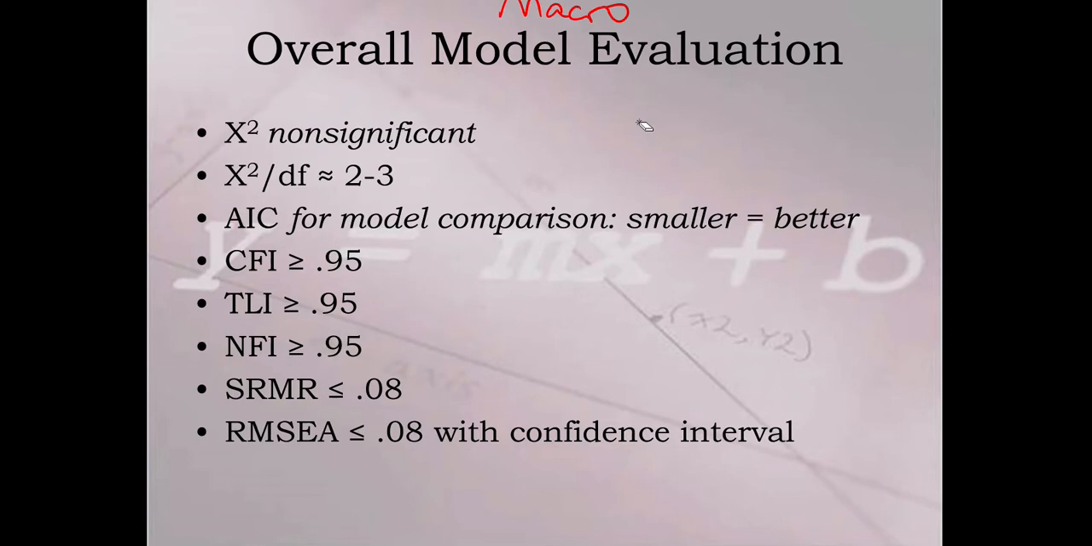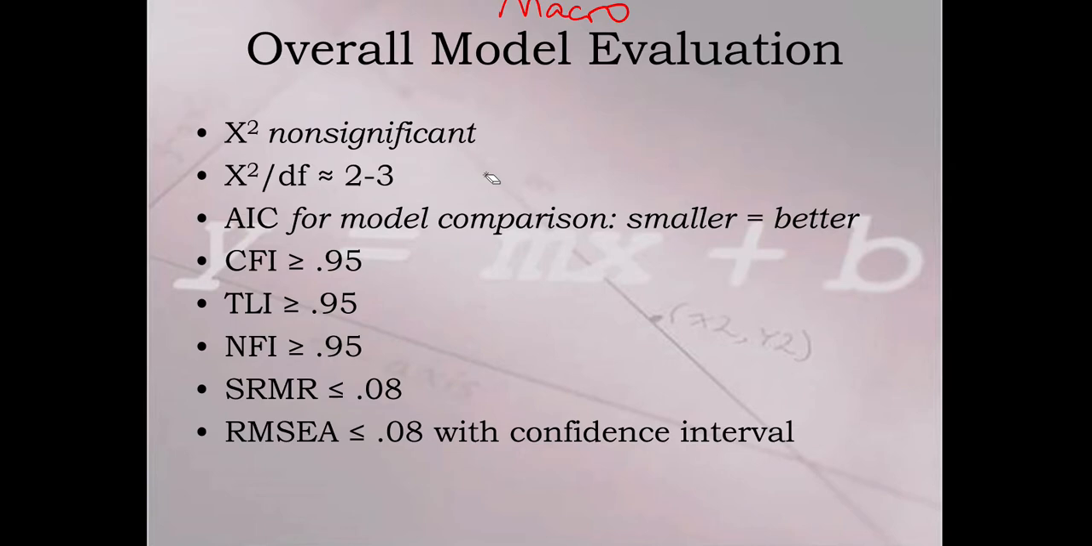So a good fitting model will be indicated by a non-significant chi-square, a chi-square to degrees of freedom ratio that is less than 2 or less than 3. It depends on which one you pick. Tabachnick and Fidell talk about people suggesting either one of those. And the Akaike information criterion, or AIC, values.